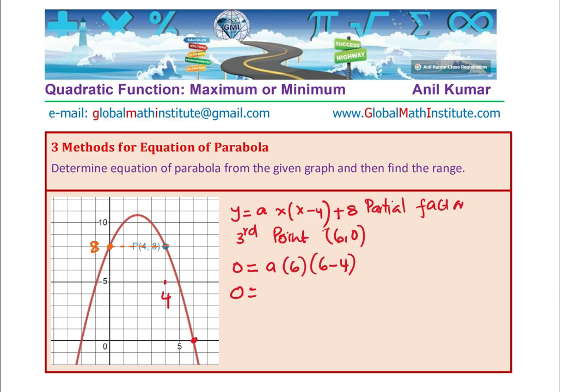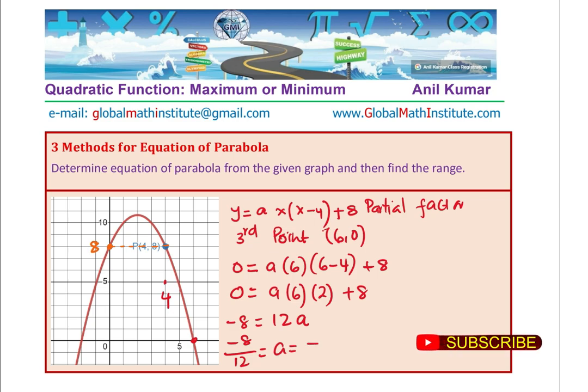So open the bracket, so we get what? a times 6 times 2, right? Plus 8. Taking 8 to the other side, we get minus 8 equals 12a, and minus 8 by 12 is the value of a, which is the same as, dividing both by 4, minus 2 over 3. Do you see we get the same result? We found the value of a as minus 2 over 3. So y equals minus 2 over 3 times x times x minus 4, plus 8. You can expand and write this in standard form.